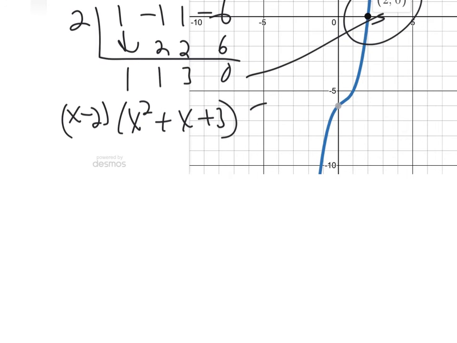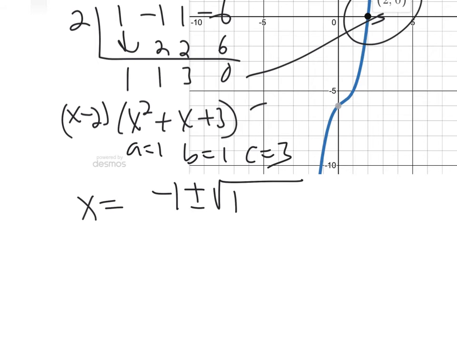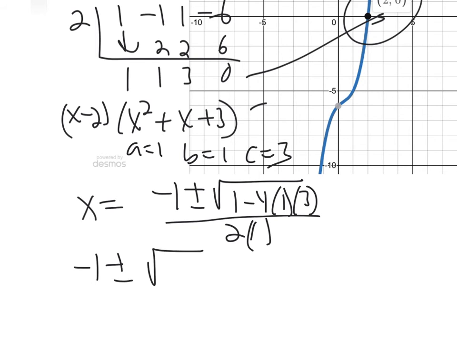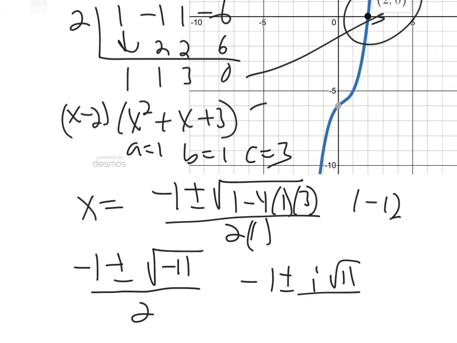So we're going to throw it into the quadratic formula. Remember, a equals 1, b equals 1, c equals 3. So negative b plus or minus the square root of b squared minus 4 times a times c all over 2a. So -1 plus or minus the square root of, let's see, this is 1 minus 12, right? -11, over 2. So -1 plus or minus i square root 11 over 2. What a fun number, huh?